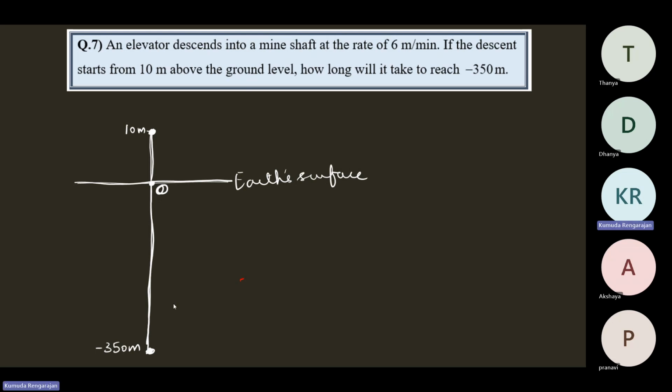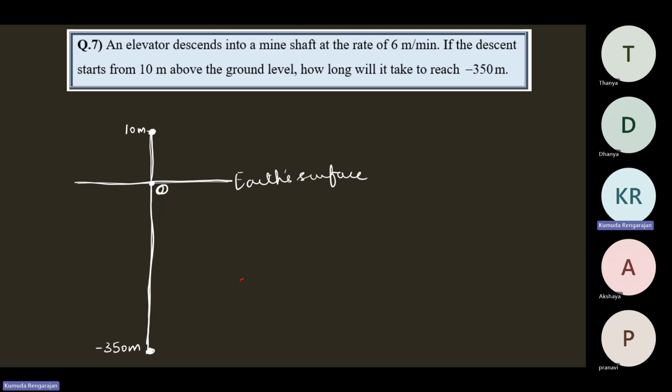Now, is the situation understood, children? Yeah. The situation is, see, I've marked 0, which is the surface of the earth. I've marked 10 meters above the surface of the earth, which is the present position of the elevator. I've marked minus 350 meters below the earth's surface, which is the position which the elevator has to reach. And the speed of the elevator is given to you. The elevator can cover 6 meters in 1 minute. Every minute it can cover 6 meters.